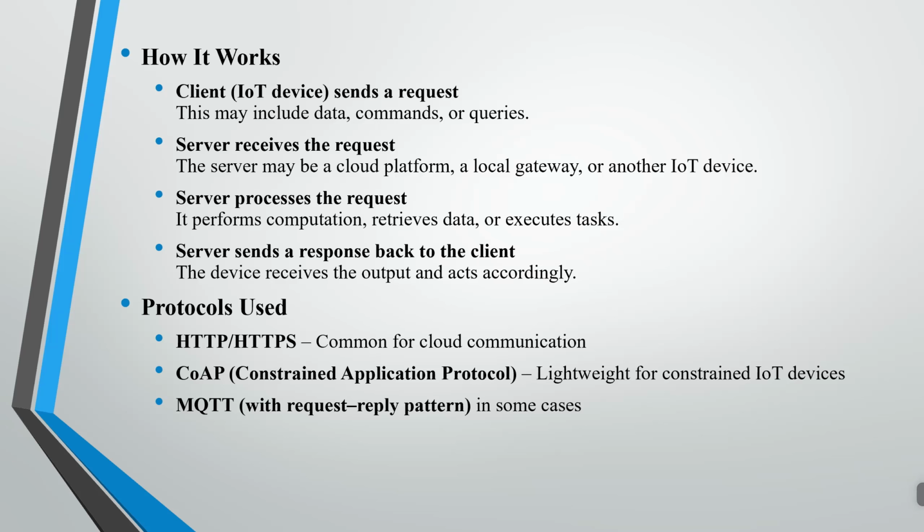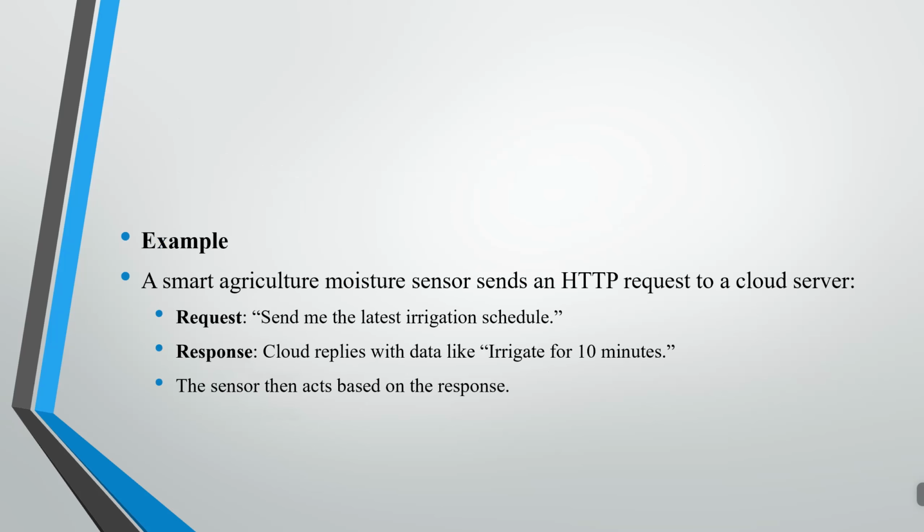So basically, we use HTTP or HTTPS. It's a common cloud communication, basically higher end protocols. Then CoAP, the Constrained Application Protocol, is for lightweight, constrained IoT devices. So this is a protocol dedicated to IoT devices. MQTT is a request-reply platform. In the same way, MQTT is also a protocol which works for light, constrained IoT devices.